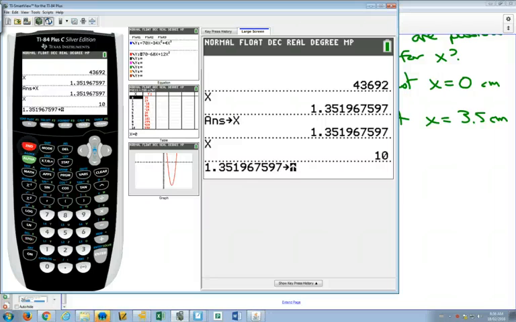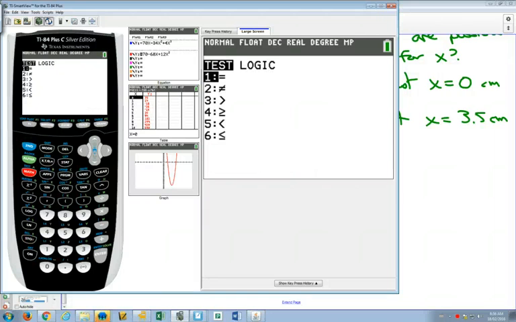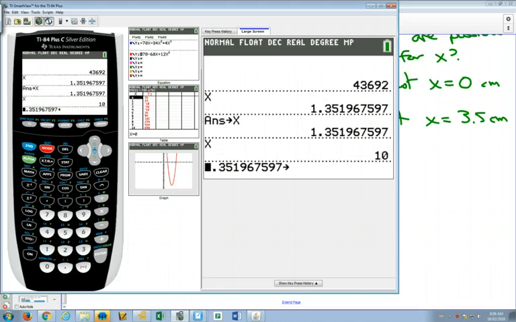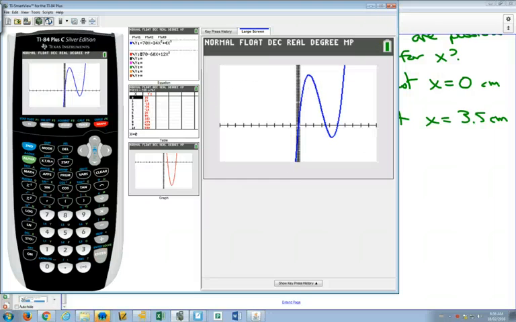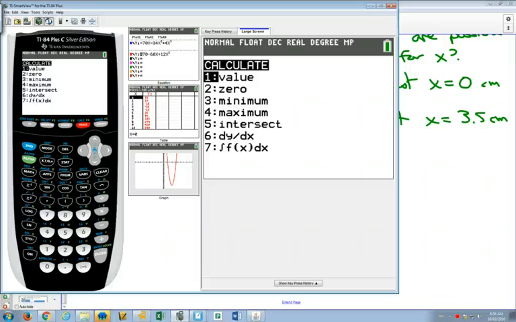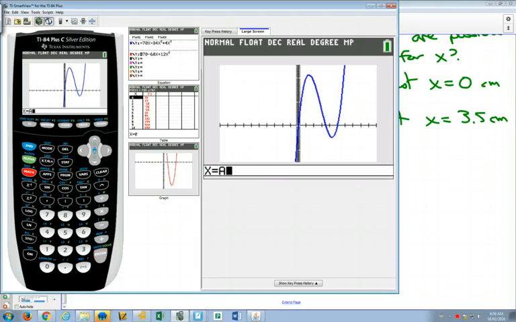1.35, we're going to store it as a, not as x. We're going to store it as alpha a. Enter. Okay, we're going to try that one more time. Calculate the value when x is equal to a. Yes, it worked. Nice. I don't know why it didn't want to store for x this time, but it did store for a. Maybe it was confused when I said x is equal to x.